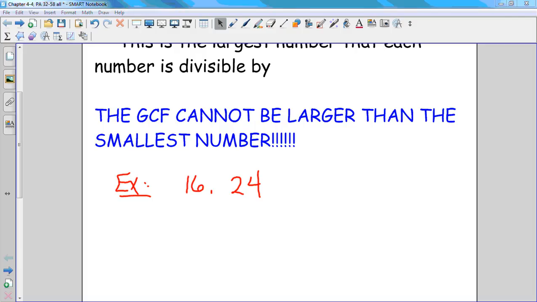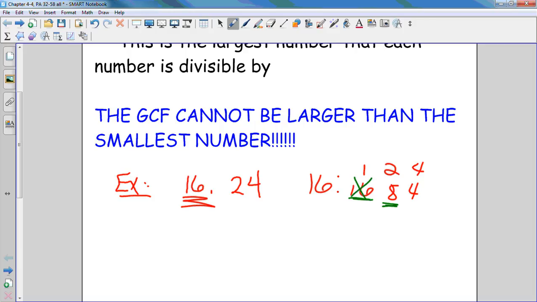Greatest common factor. 16 and 24. How do I find the greatest common factor? You should know this already, but I'm just going to show you again. Take the smaller number and write out all the factors of the smaller number: 1 and 16, 2 and 8, 4 and 4. The greatest common factor is the largest number that goes into 24. Does 16 go into 24? No. Does 8 go into 24? Yes, it does. So that's my greatest common factor, 8.